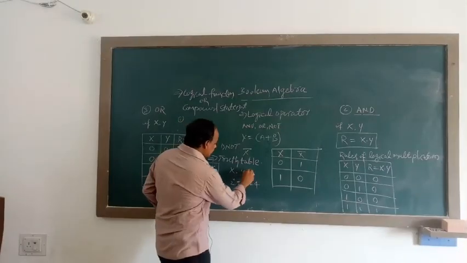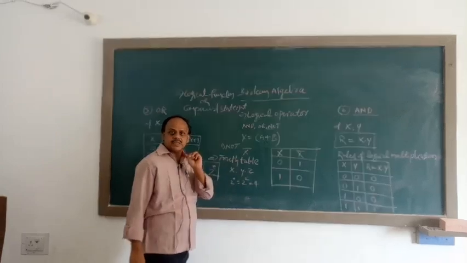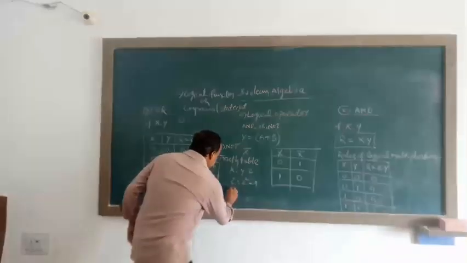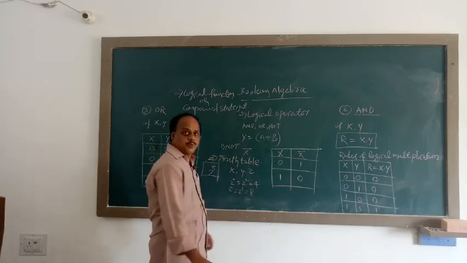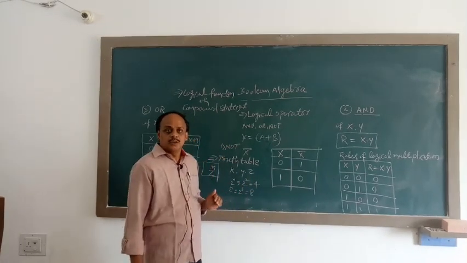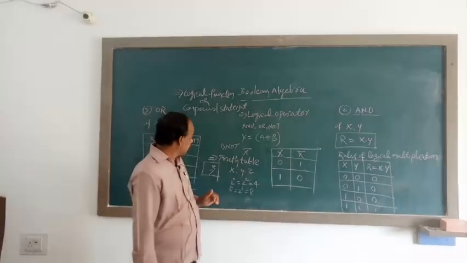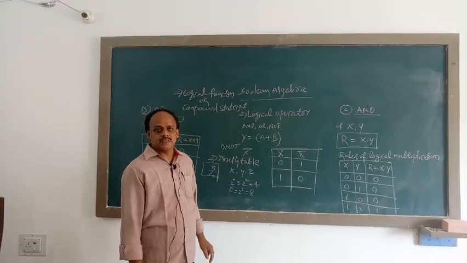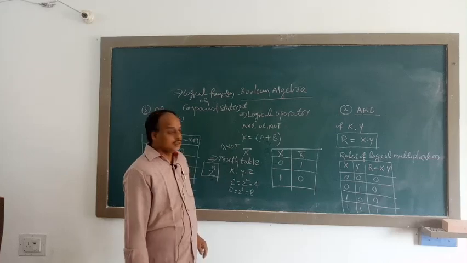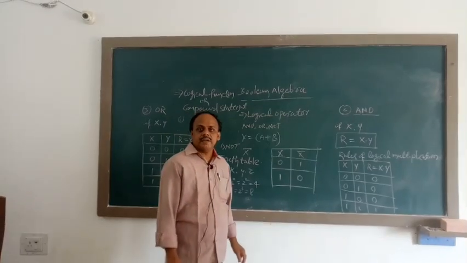Suppose x, y, z, like that 3 variables are there, then 2 power n is equal to 2 power 3 is equal to 8 input combinations, and the truth table can be created. Like this, in the next class, we are going to discuss a topic called evaluation of Boolean expression.